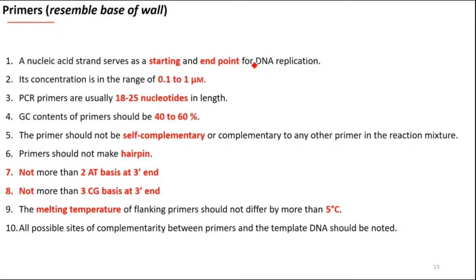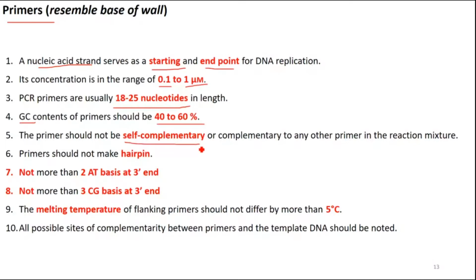Usually they are 18 to 25 nucleotides long. And they must have some specific attributes, like they should have 40 to 60% GC content. If the GC content is too high, the primer will bind non-specifically to other places than our required target. And if the GC content is very low, they will have poor binding and poor amplification of our DNA fragments. And the primer must not be self-complementary. If they are self-complementary, they will bind to each other and not to the target sequence, and there will be no amplification.